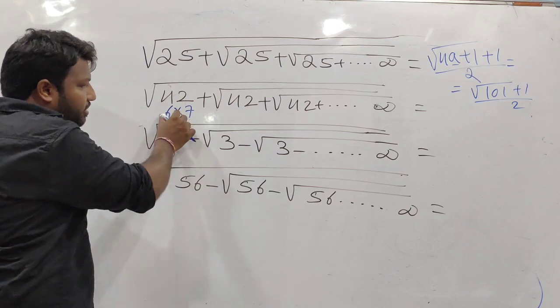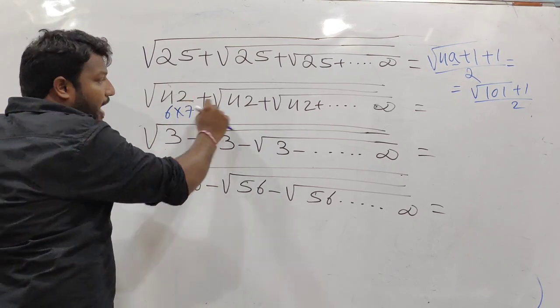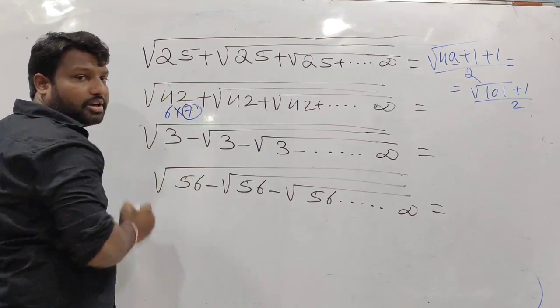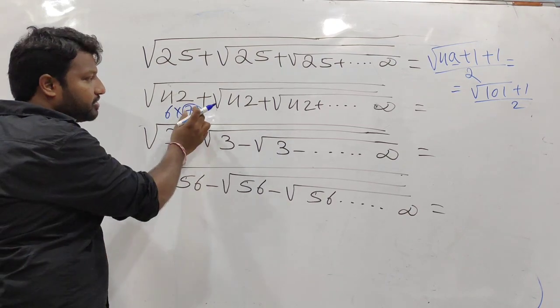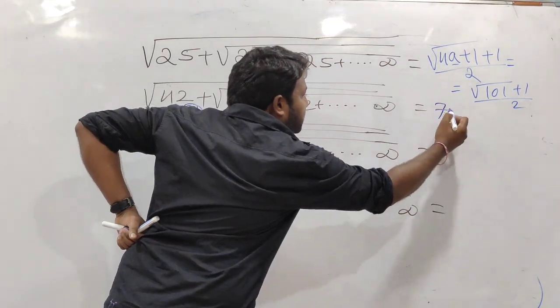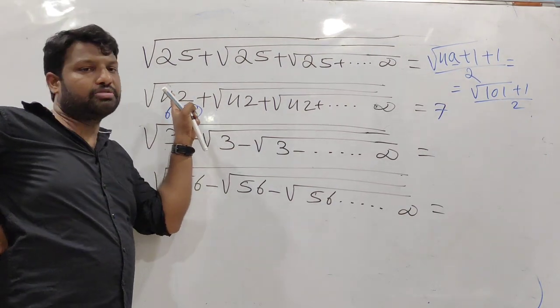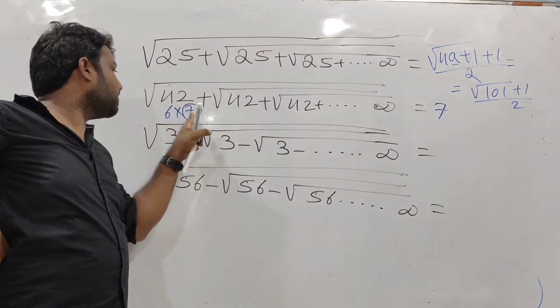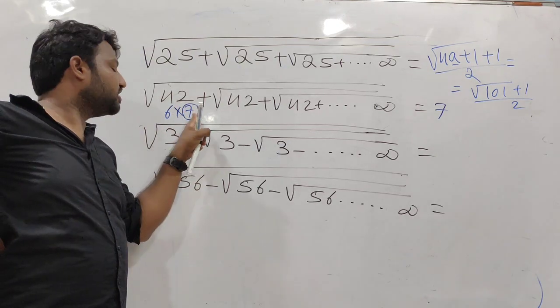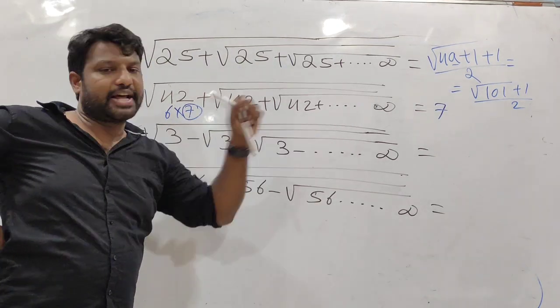If you are in a position to express it like this, then what is the answer? All are plus, so the answer is nothing but the larger value, 7. Otherwise you can use that formula and substitute, and you will get the same answer. But here I express 42 as a product of two terms whose difference is 1. 6 into 7, whose difference is 1. So I am writing directly 7.